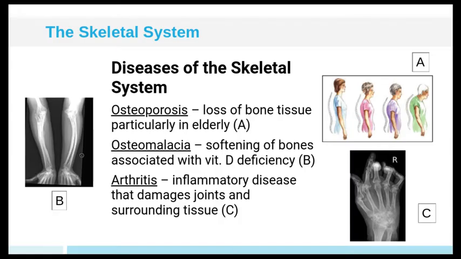Arthritis is an inflammatory disease that damages joints and surrounding tissue. And there are different kinds of arthritis. You've probably heard of rheumatoid arthritis, and there are different categories, and they have differing severities of symptoms and different ways that they affect different people's lives. So it's going to vary from one person to the next in terms of how they perceive or feel or experience that particular form of arthritis, depending on the individual.